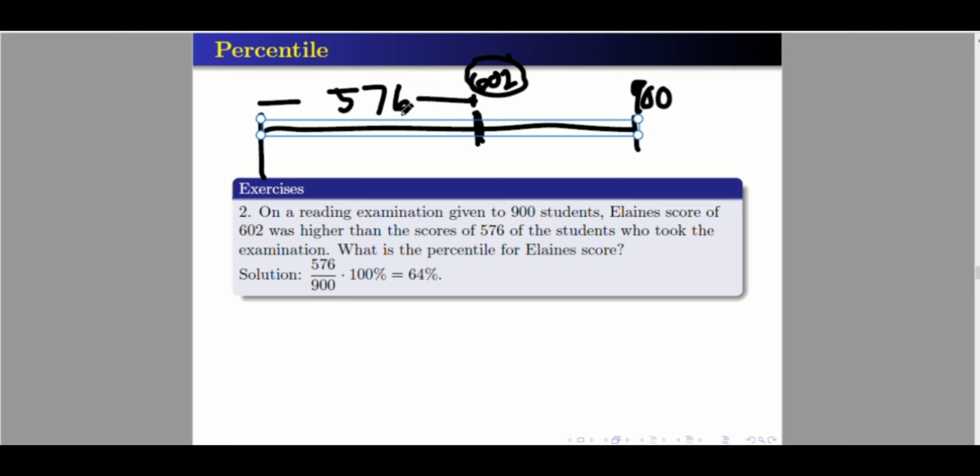So to get the percentage, we'll just divide 576 by 900. So 576 divided by 900 times 100% is equal to 64%, meaning the percentage here is 64%. And based on the definition of percentile, it is the area below or the percentage below. So therefore, this is P64, or Elaine's score is at the 64th percentile.